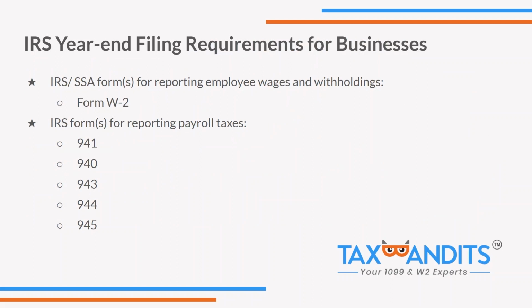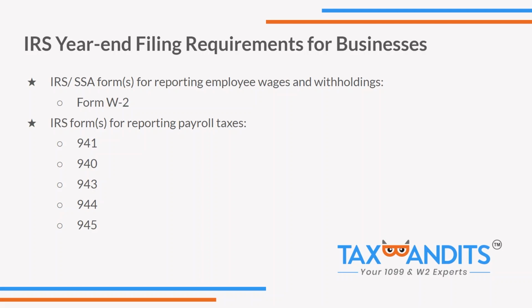We'll start today's webinar with a quick refresher on common year-end forms. There are a variety of forms that businesses may be required to file at the end of the year. For businesses that are required to report employee wages and withholdings, of course, there is Form W-2. Businesses reporting payroll taxes may need to file Form 941, which is the employer's quarterly federal tax return.